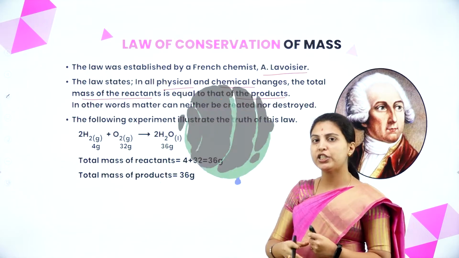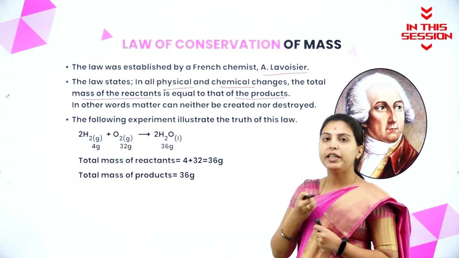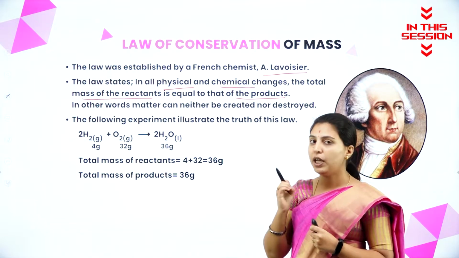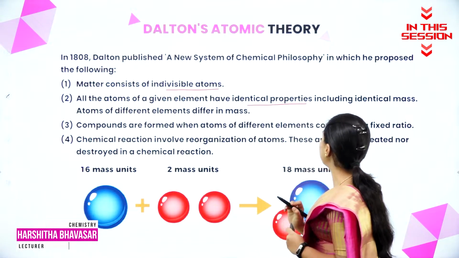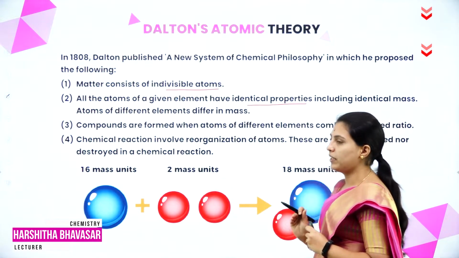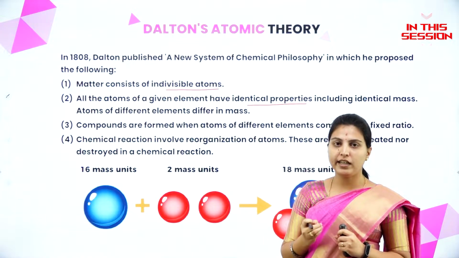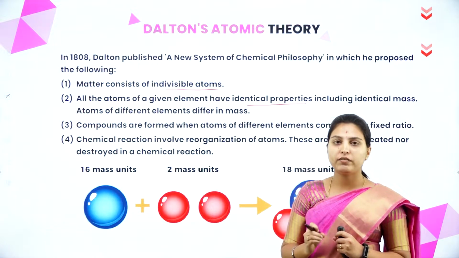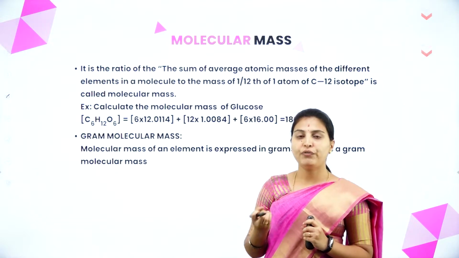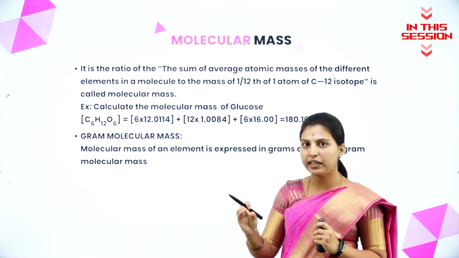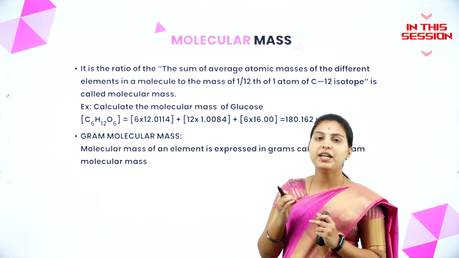Under any physical or chemical condition, the total mass of the reactants will be equal to the total mass of the products. All atoms of a given element have identical properties, including identical mass. In one element, all atoms will be the same and all atomic properties will be the same. Each element has its own atomic mass. If you have a compound, it will contain different elements, and each element has a different mass, which you should calculate.